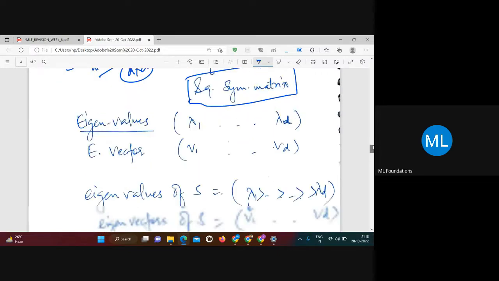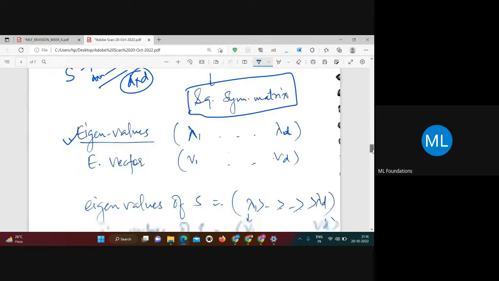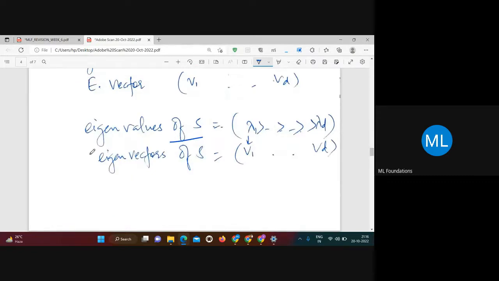And d cross d will be having, as I told you, eigenvalues. It will be having d eigenvalues, and those d eigenvalues will have some magnitude. If you see the magnitude of the eigenvalues, some of them will be bigger and some of them will be smaller. So d eigenvalues will be there because I have a matrix of d cross d, and corresponding to each of the eigenvalues, I'll be having d eigenvectors also. Okay, right? So these can be written in increasing or decreasing order. This is written in decreasing order.